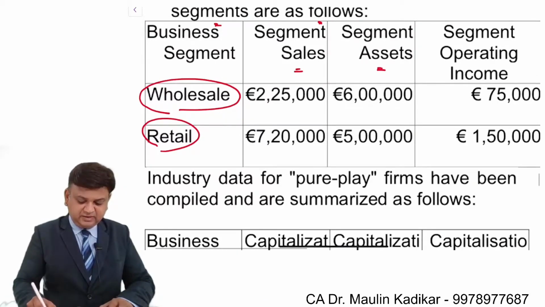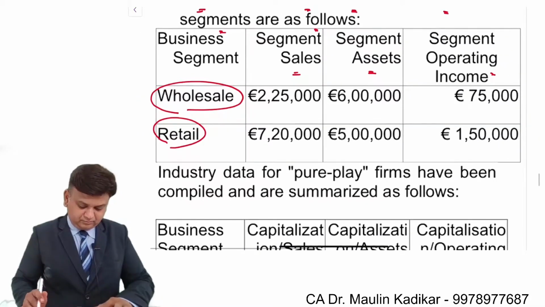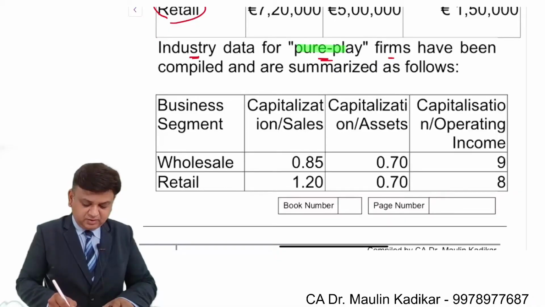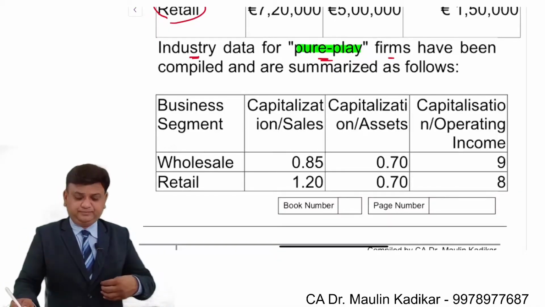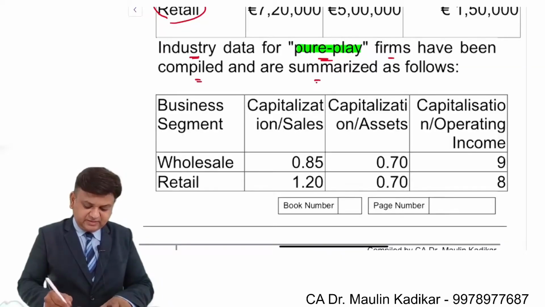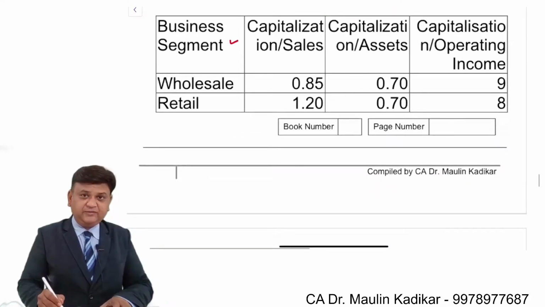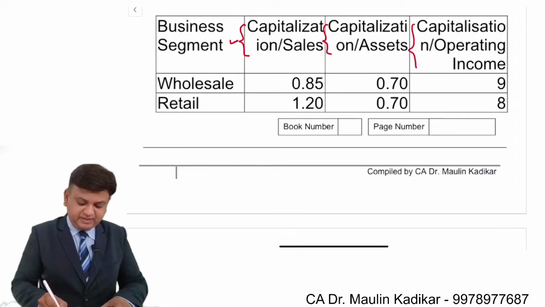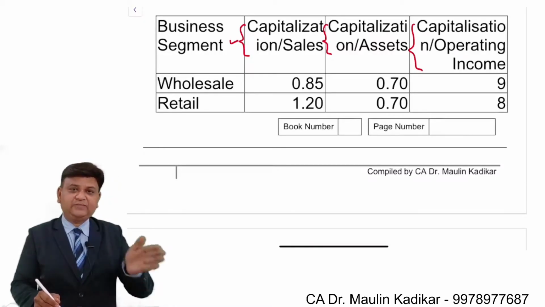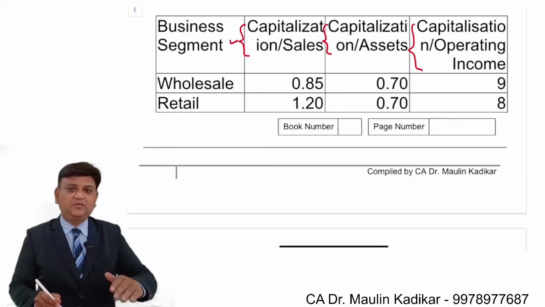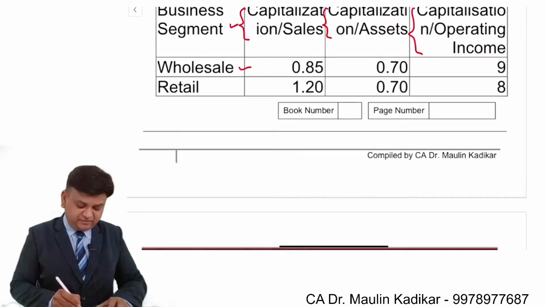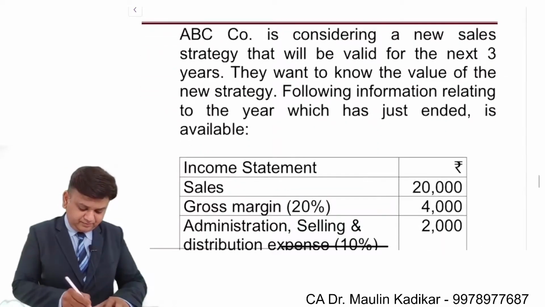Sales is given, assets are given, and operating income is given to us. Industry data for pure play firms. The term pure play firm stands for, we understand, the proxy firm, and the data have been compiled and are summarized as under. Business segment information is given: capitalization to sales, capitalization to assets, and capitalization to operating income. Means what is the value of the company for every 1 rupee of the sales? What is the value of the company for every 1 rupee of the asset? What is the value of the company for every 1 rupee of the operating income? For wholesale information is given, and for retail information is given.